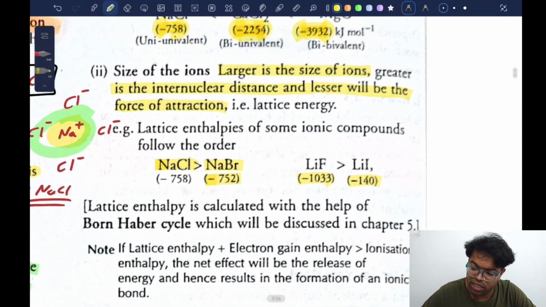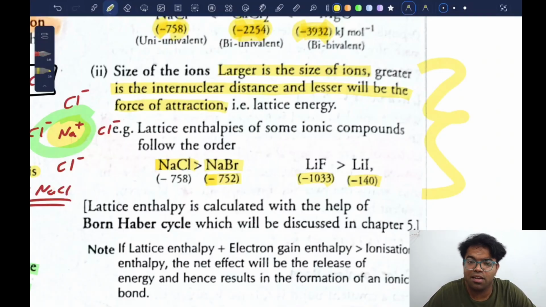They'll ask you to explain why the lattice enthalpy of lithium chloride is less than that of lithium fluoride. You can say it is because the ions are huge. Because the ions are huge, the internuclear distance between the two also increases, due to which the force of attraction gets reduced to a large extent. Understood, Drupad?